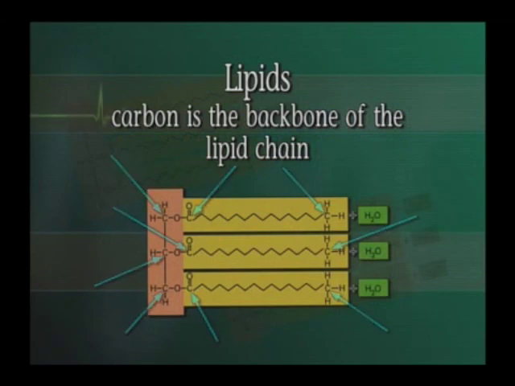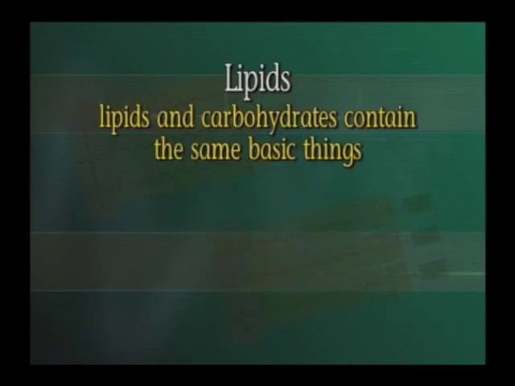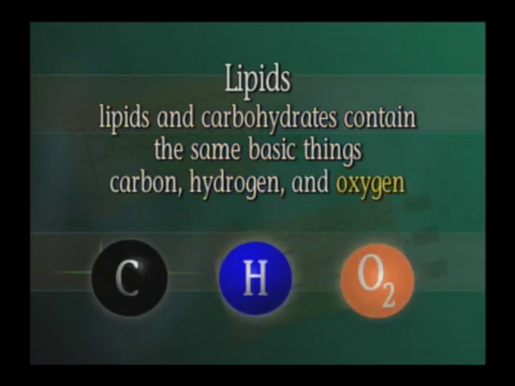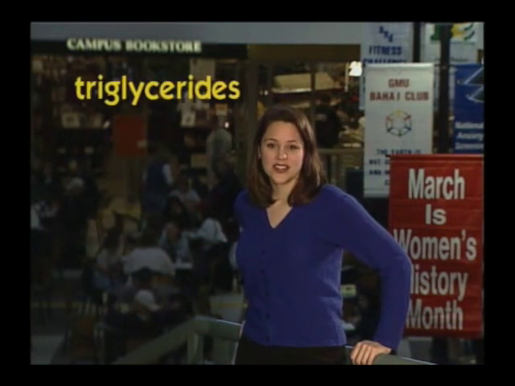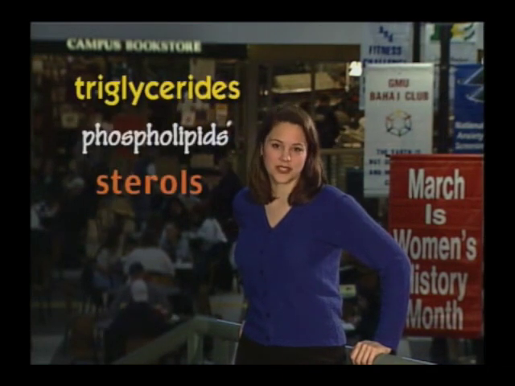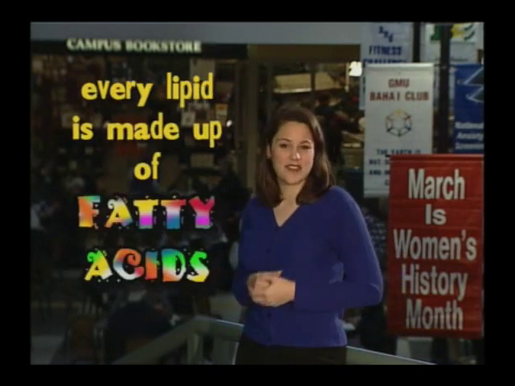The lipid chain. Lipids and carbohydrates are made up of the same basic things: carbons, hydrogen, and oxygen. So let's get a little more familiar with lipids. There are 3 types of lipids: triglycerides, phospholipids, and sterols. Every lipid is made up of fatty acids.